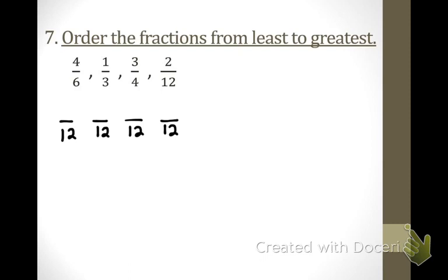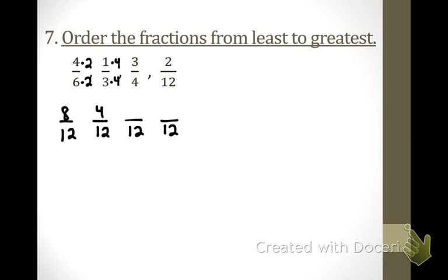Landon, first up, I've got 4/6. What do I have to multiply by to get 12ths? Multiply by 2 on bottom and 2 on top, and what do you get? 8/12 is correct. Next up, Gabby, 1/3. What do I have to multiply that 3 by to get a 12 in the denominator? Times 4 on top and bottom, and what's my new fraction? 4/12 is correct.